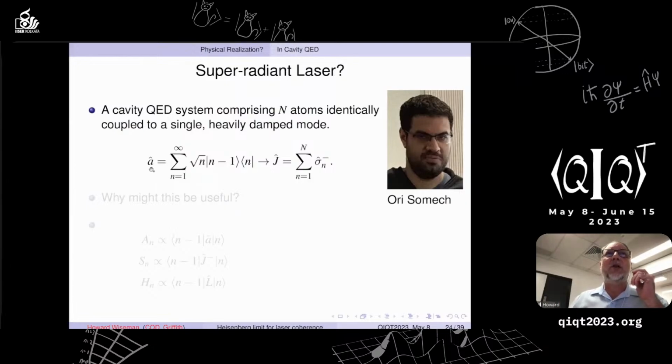So instead of in a standard laser, where we might be storing our excitations as photons, and the lowering operator would be the annihilation operator, which looks like this.